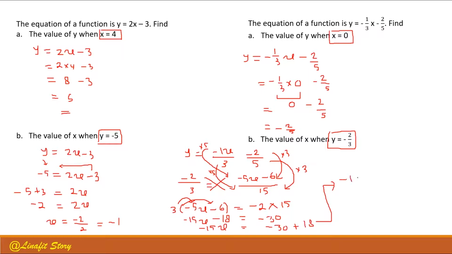Negative 15x is equal to negative 12. Negative 15 times x is equal to negative 12. So x is negative 12 divided by negative 15. So the answer is 4 out of 5.